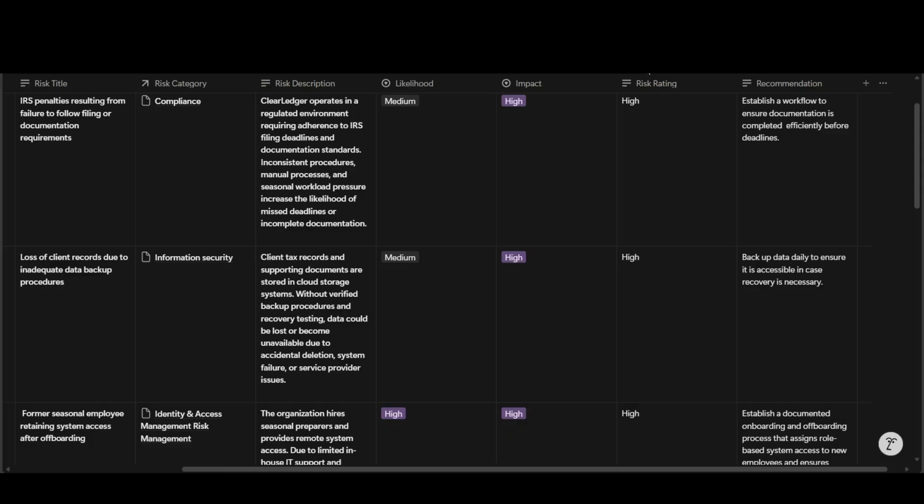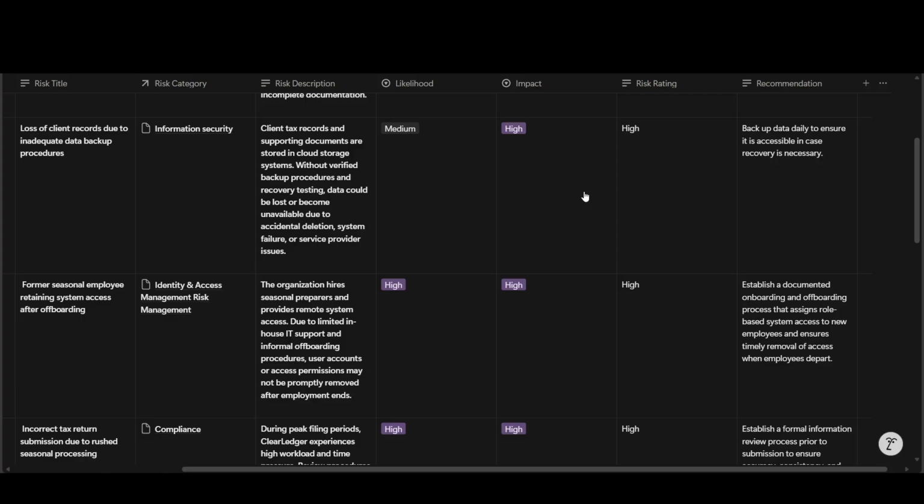Each row in the register represents an identified risk along with a description of the risk, its likelihood, potential impact, and recommended actions to help mitigate it. Risk registers are used to help organizations document potential disruptions, understand how those risks might impact operations, and prioritize where leadership attention should be focused. In this example, the risks reflect conditions that could emerge in an organization operating with limited documented processes and informal operational controls. Let's walk through a few examples.